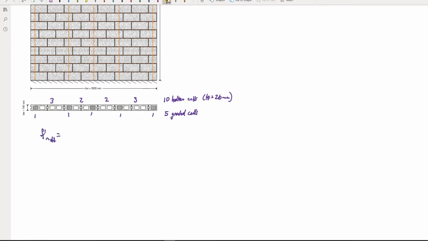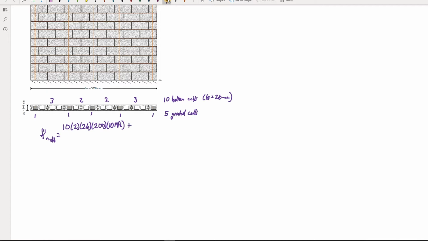So for f'm effective, I'm going to start at the numerator. I'm going to take the total area. So we have 10 cells that are hollow. Each cell is 2 face shells, so 2 times 26 millimeters. And then the length of these is 200 millimeters long. And then the strength of that is 10 MPa. I'm going to write MPa there, so it's not confused with the 10 cells. The number just happens to be the same.